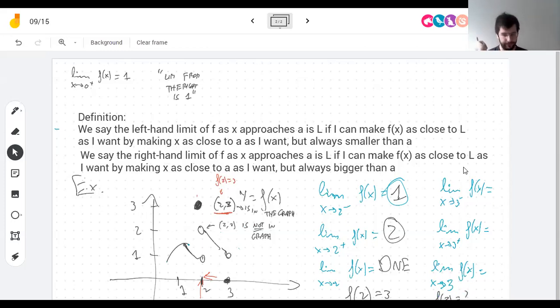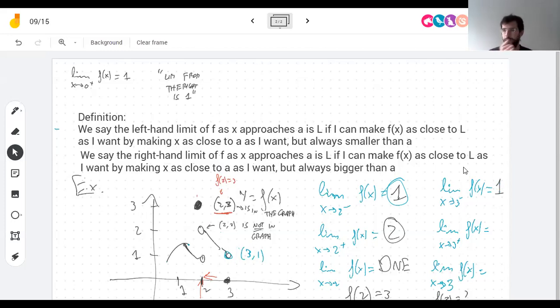It's 1. I'm supposed to ignore what's happening to the right of 3, which, I mean, there's nothing there already, so I don't care that there's nothing there. And I see that the graph is approaching this point, and that point has y-coordinate 1. So the limit is 1.